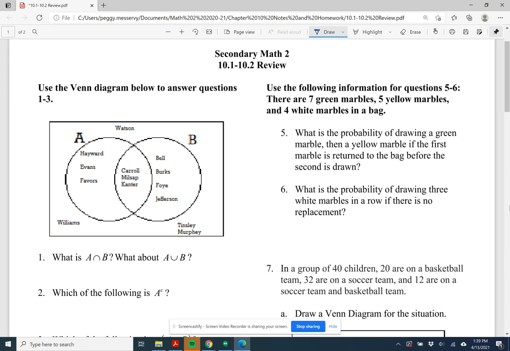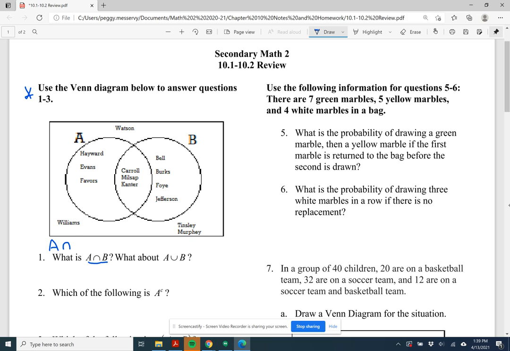Okay, I'm going to go through the 10.1, 10.2 review. Here we go. So in problems 1 through 3, we're going to use the Venn diagram that's right here to answer some questions. Problems 1 through 3. So for number 1, what is A intersect B?